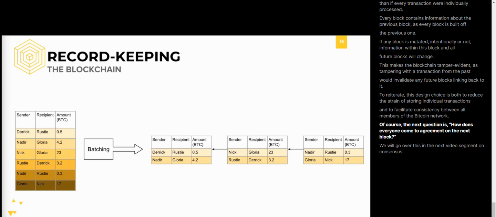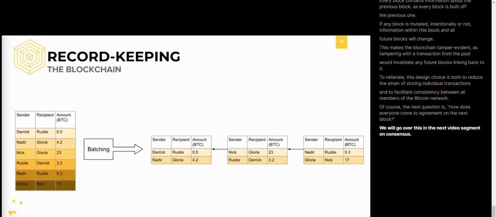Of course, the next question is, how does everyone come to agreement on the next block? We will go over this in the next video segment on consensus.